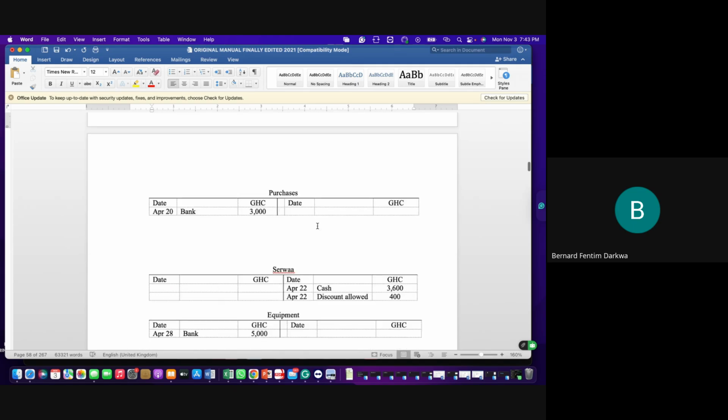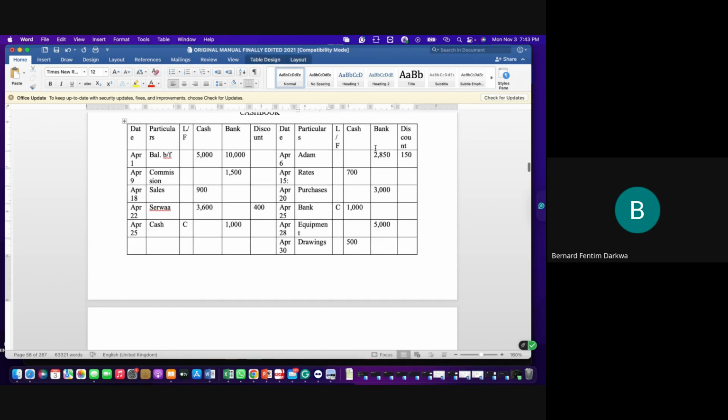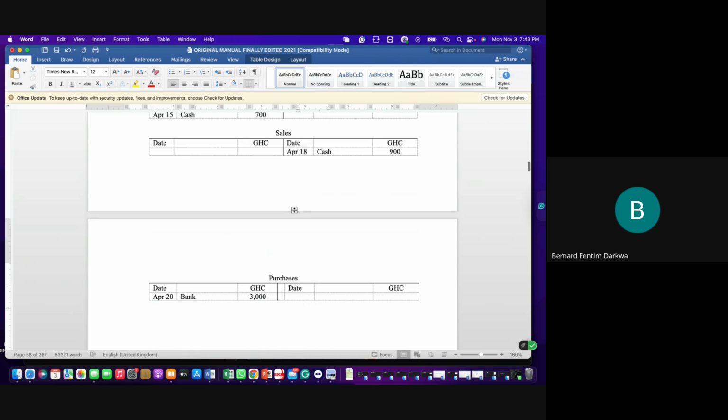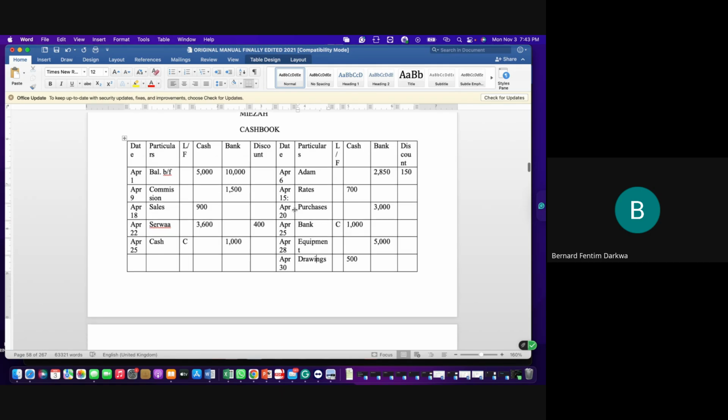When you finish, you take your time and you balance the account. That's all. You balance it. So balance the accounts like we did for this one. Total both sides and see the balance c/d on the credit side. You put them there. Balance b/d comes here. But you don't balance the discount. You only total them because discount received is different from discount allowed.